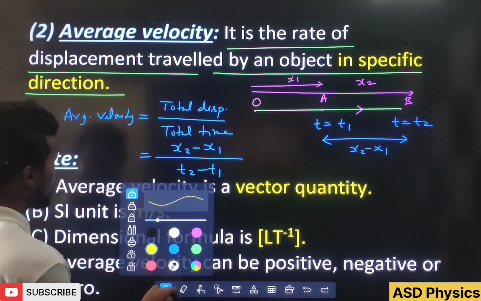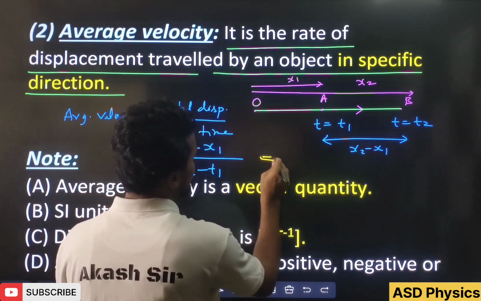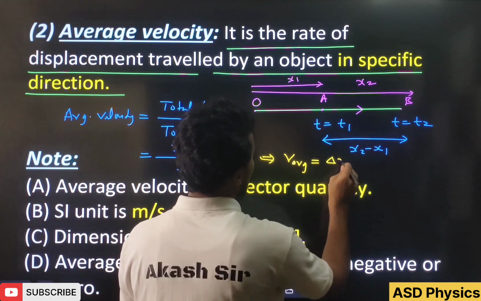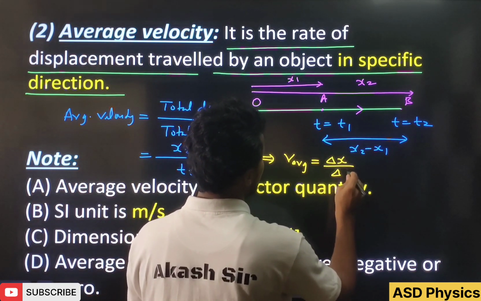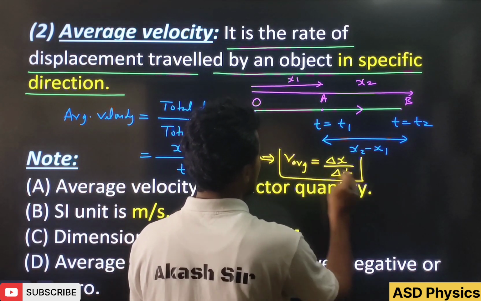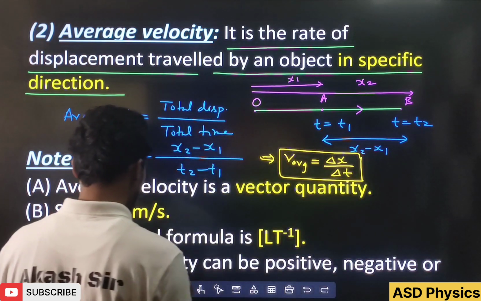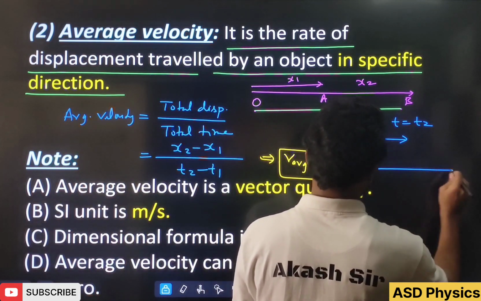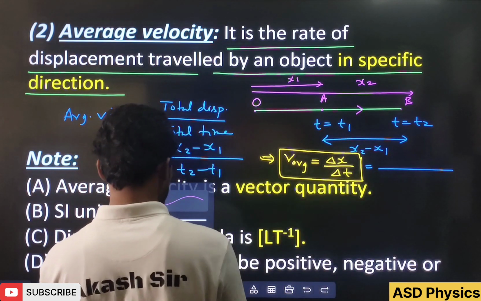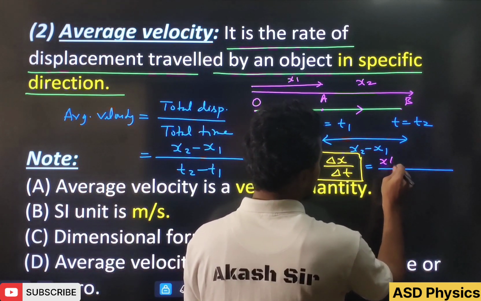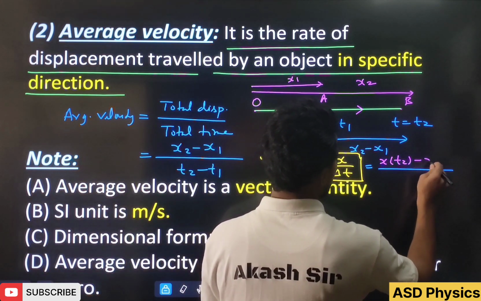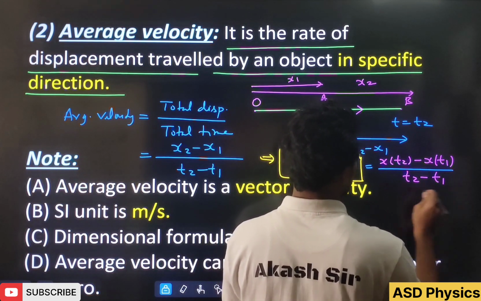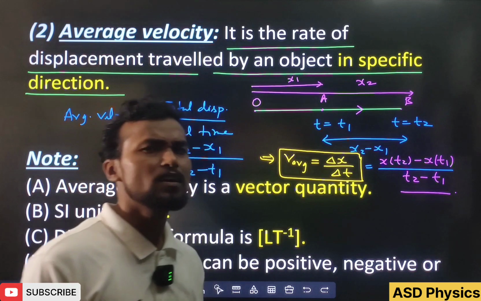So students, please remember, this average velocity, a very, very important formula, is given by delta x, that means x2 minus x1, by delta t, that means t2 minus t1. And in physics we can use this formula directly. Like this we write: position at t equal to t2 minus position at t equal to t1, by t2 minus t1.